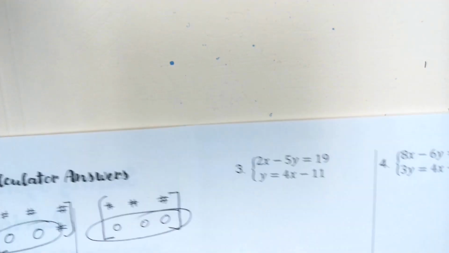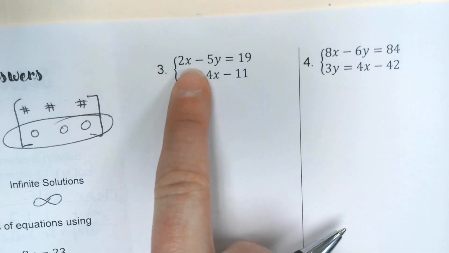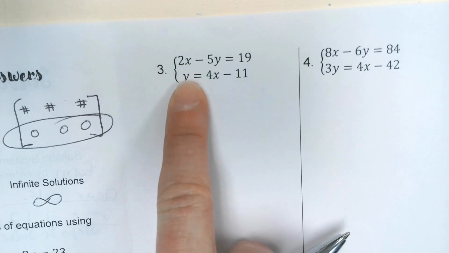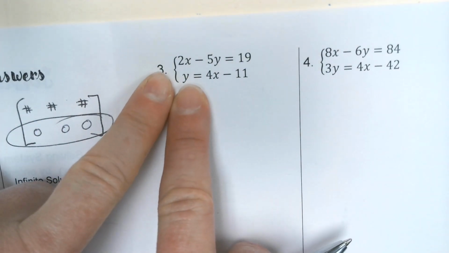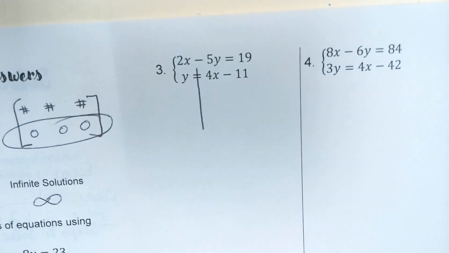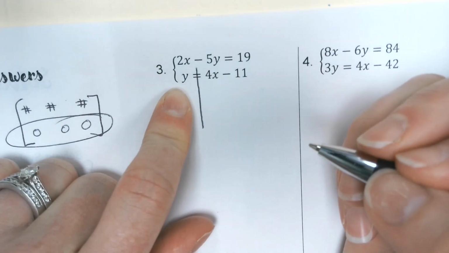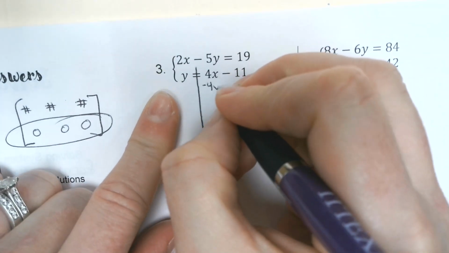Go on to number 3. Okay, the problem number 3 is nothing's wrong with the top one, but the second one, it's written as y equals. Remember, it needs to be in standard form. So we are going to rewrite this system. The second one, I'm going to have to rewrite it so that it's x, y, and number. So I need to move this 4x to the other side. So pay attention. Move the 4x to the other side. We're going to subtract 4x on both sides.